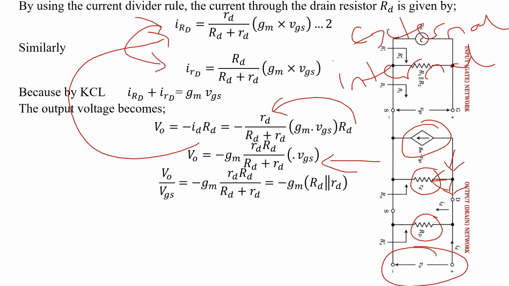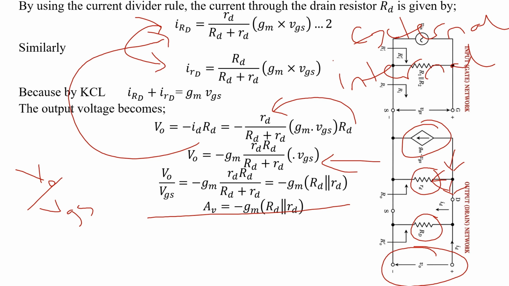Now, if we divide through by this, that's V naught divided by VGS, we are going to have this expression here. So our voltage gain will be given by negative gm into the bracket of RD, which is parallel. You can see from here and here in our diagram that RD is parallel to small rd. And if they are parallel, then this can be replaced with this. It can be replaced together.